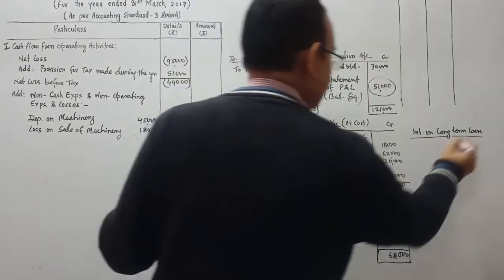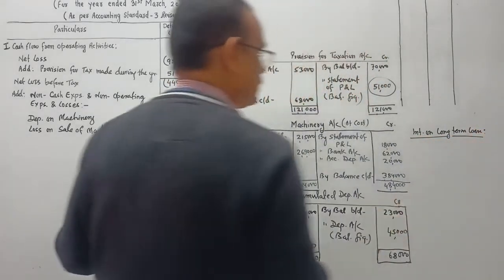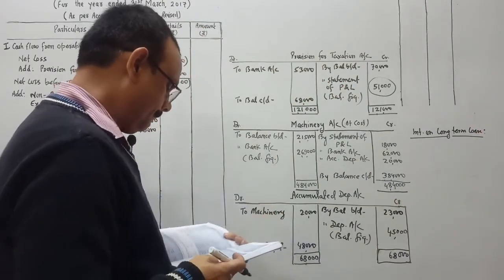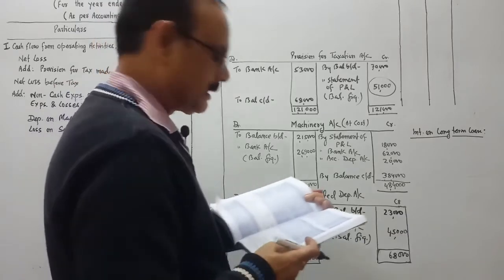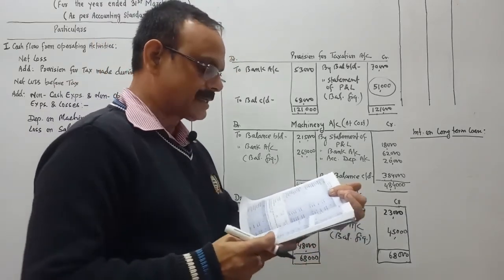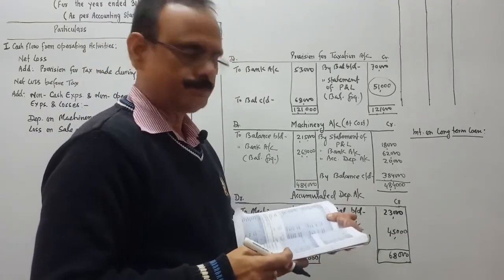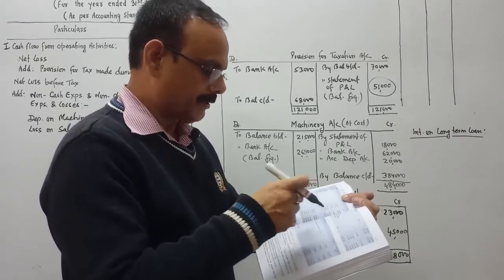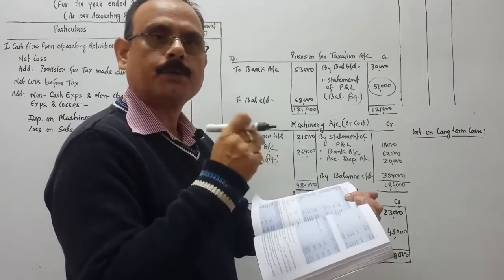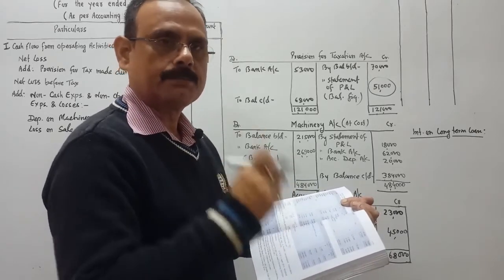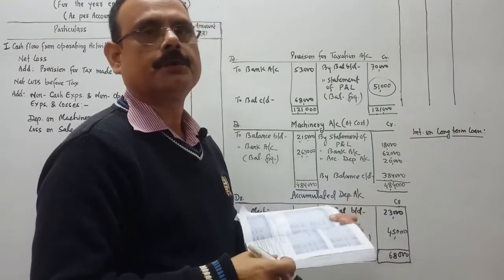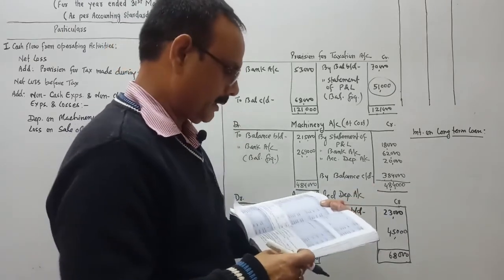Going to calculate the interest on long-term loan. So rate of interest, you see the note number 2, long-term borrowings. Under the long-term borrowings, 10% long-term loan is given. And then, related to this information, you refer to additional information number 1. Here it is given that additional loan was taken on 1st July 2016.